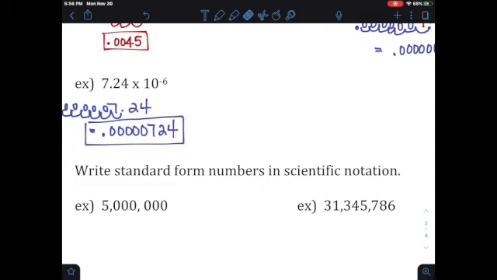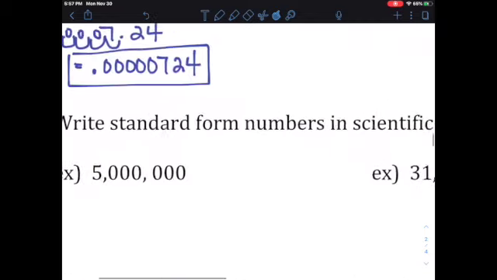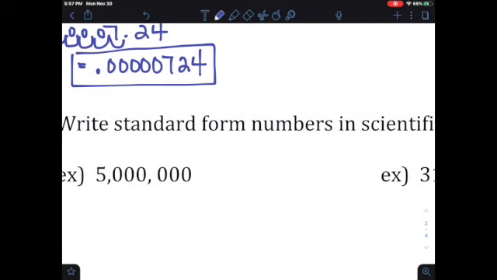The next set of problems says write the standard form numbers in scientific notation. So this still applies the same idea we have been talking about. I want you guys to think about this. First of all, understand the form is only 1 digit to the left of the decimal. So if they don't have a decimal to start, your decimal starts at the very end. And then you're going to do 1, 2, 3, 4, 5, 6, because 1 digit has to be on the left of the decimal.